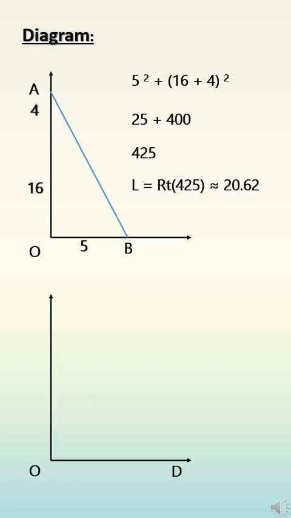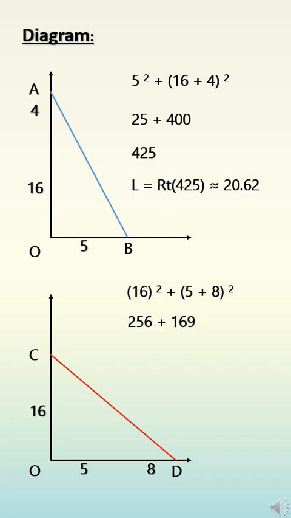Using the lower diagram, just to verify, the vertical height there is 4x, or 16. The horizontal distance there is 5 plus 2x, or 5 plus 8, or 13. So plugging that into the formula, we get 16 squared plus bracket 5 plus 8, close bracket, squared, which is 256 plus 169, which again is 425. So once again, the length of our ladder is the square root of 425, or 20.62 meters.